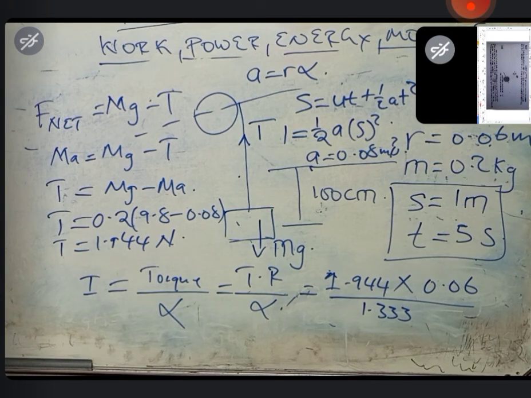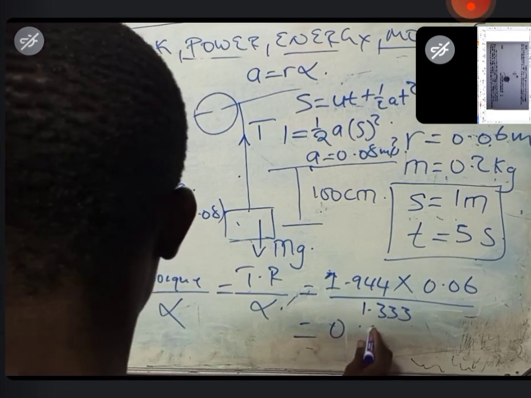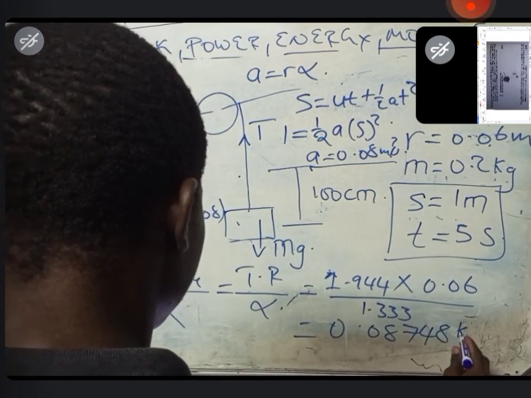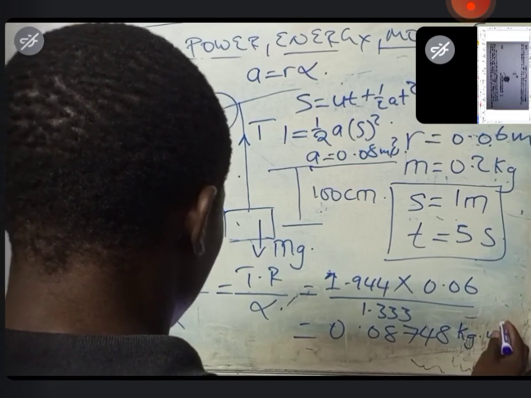So from there, you have 1.944 multiplied by 0.06 divided by that. So I'm finding 0.08748 kilograms meter squared.